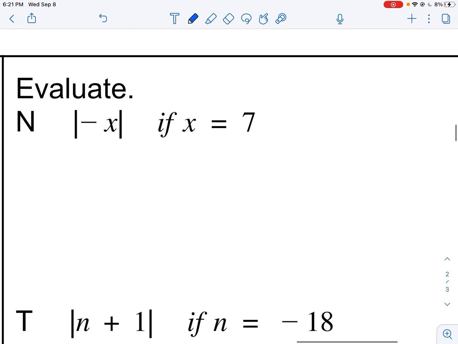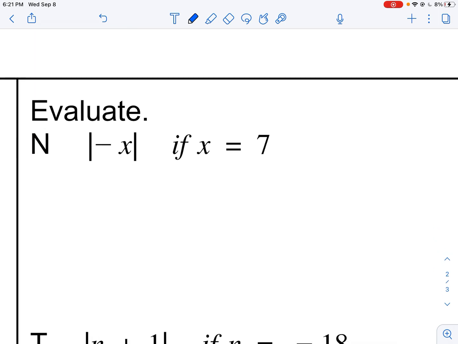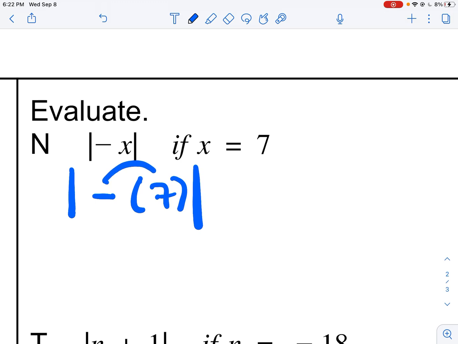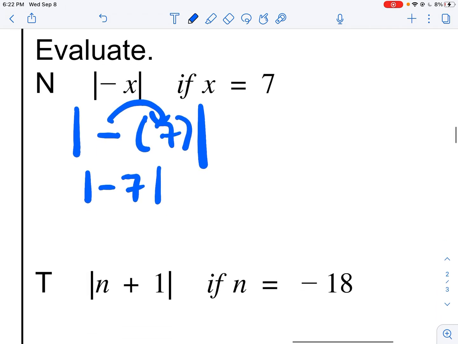Okay, last column. So I have, oopsie daisy. So this is the opposite of positive 7. So that's a negative 7. But then we have to take the absolute value. So that means the distance from 0, and that is 7.